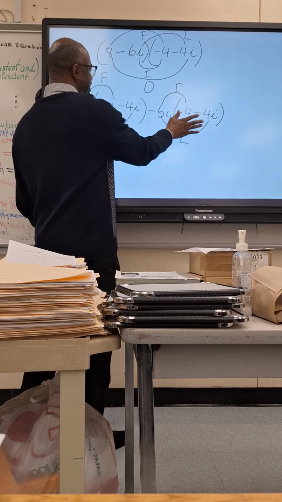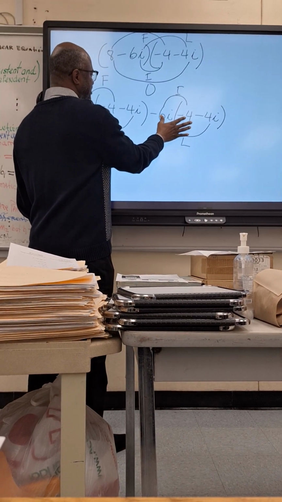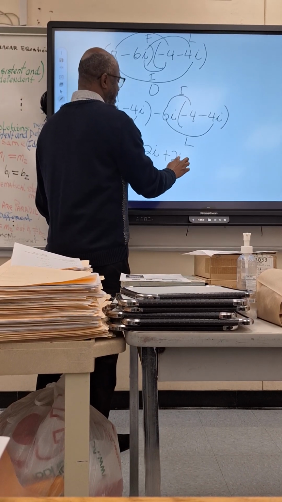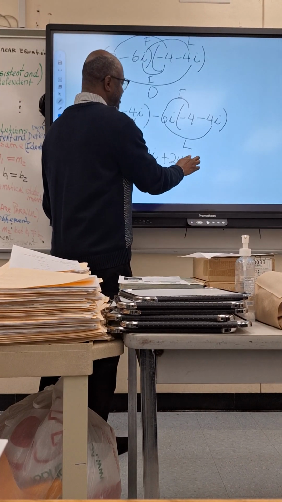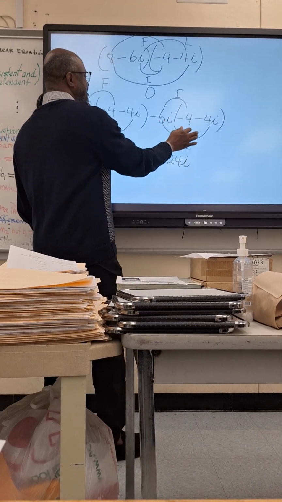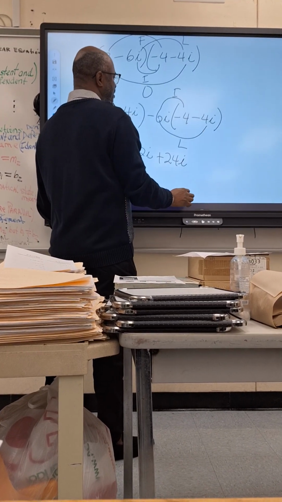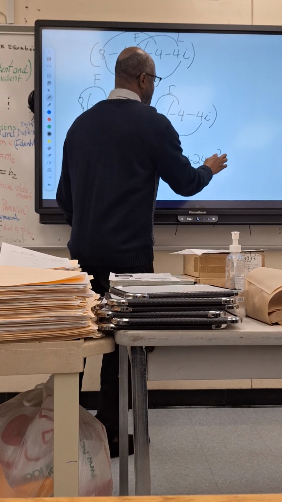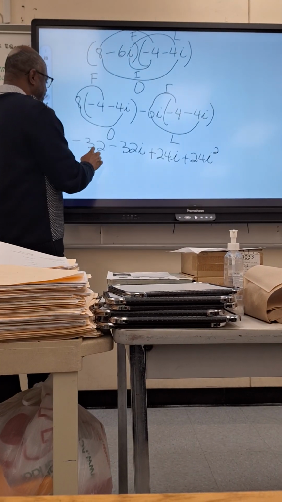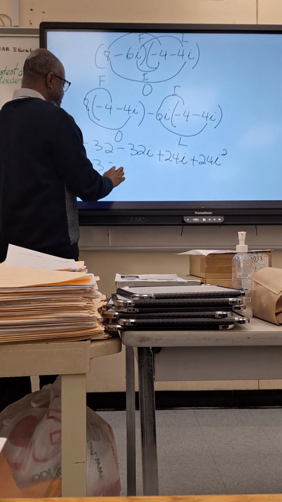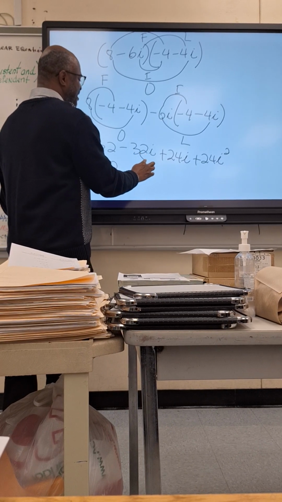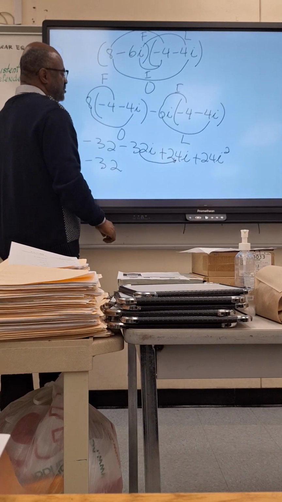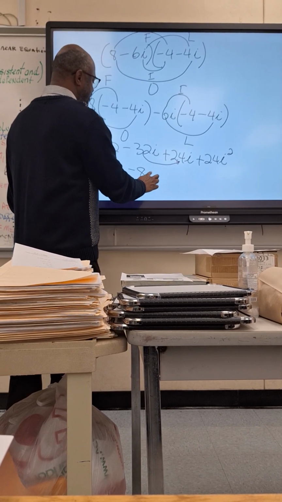Then we go from inner and last. Distribute -6i times -4 will give you positive 24i. You multiply two negatives, it's going to become positive. And you have -6i times -4i will become 24i squared. So let's find any like terms. We bring -32. You have -32i plus 24i will give you -8i. Well done.